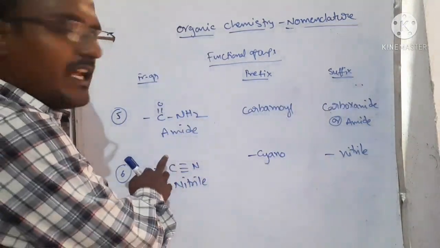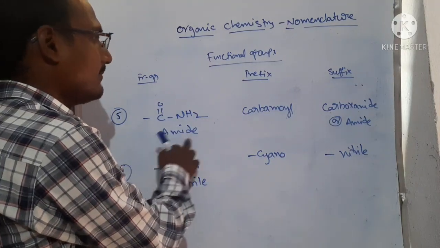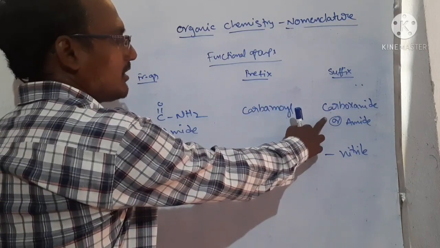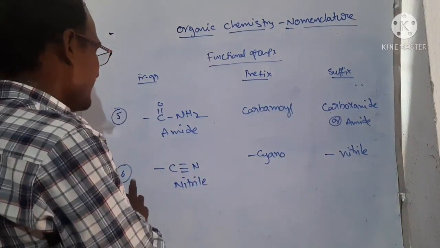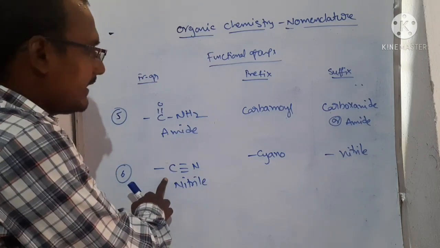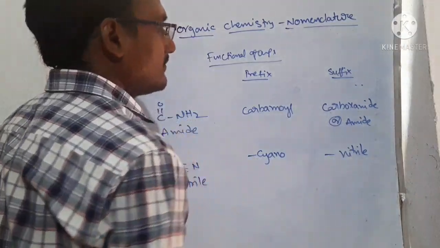Let's see the next priority group, that is amide. C double bond NH2 is amide. Carbamoyl is the prefix, and the suffix is carboxamide or amide. See the next priority group is the nitrile. C triple bond N, it is a nitrile, and the prefix is cyano and the suffix is nitrile.